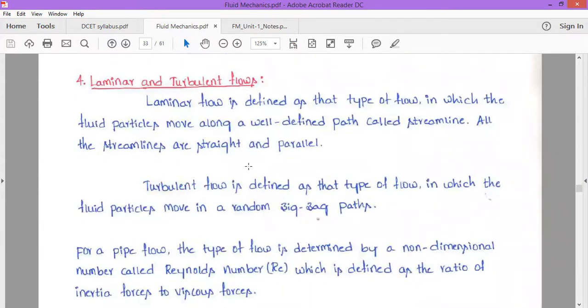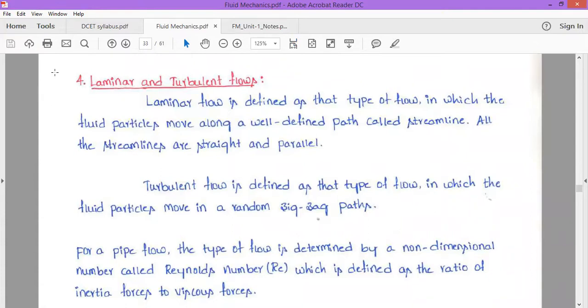Laminar flow. It is a type of flow in which fluid particles move in a well-ordered manner or path, or we can call that well-ordered path a streamline. Next, the turbulent flow. It is a type of flow in which fluid particles move in a random zigzag manner.